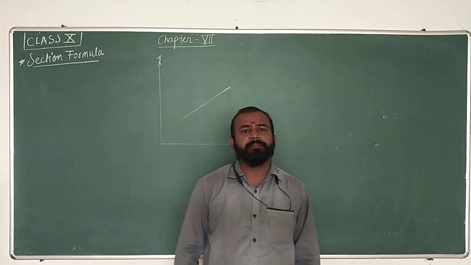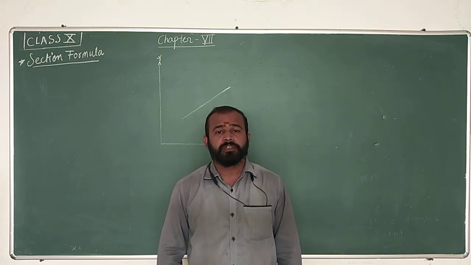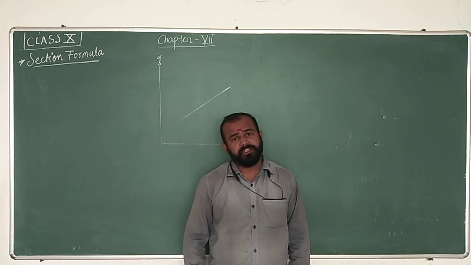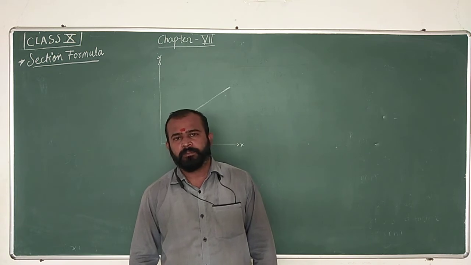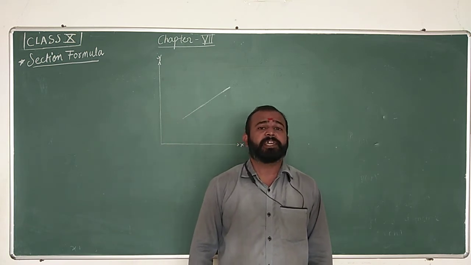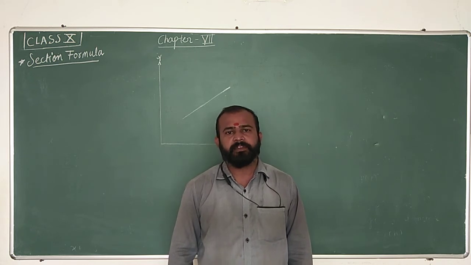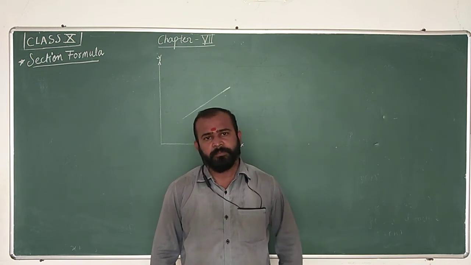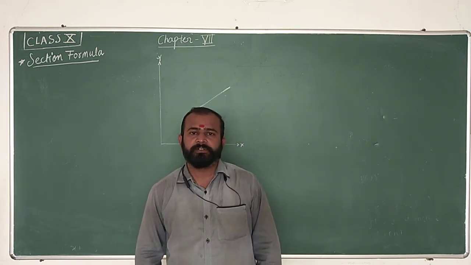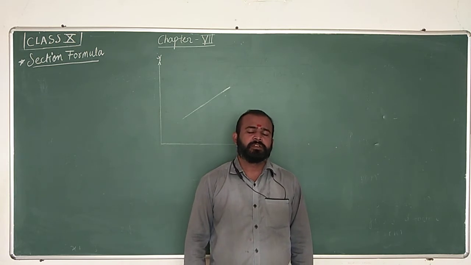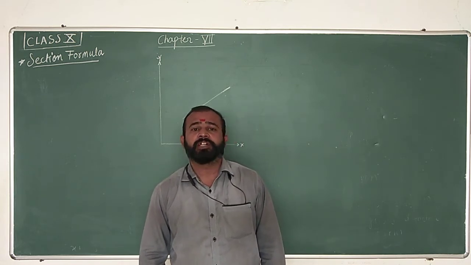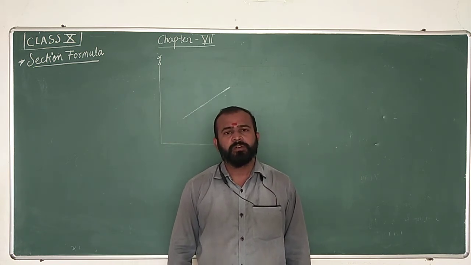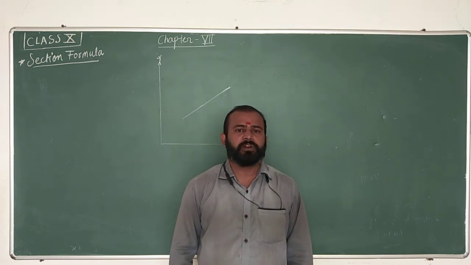Before this, we have learned how to find the distance between two points, and with that distance formula we have learned many applications: how to verify whether the given quadrilateral is a parallelogram, rhombus, or square, and whether the given three points are collinear or not. These many things we have learned. Now let's see the section formula.